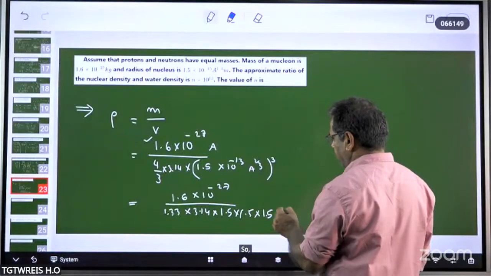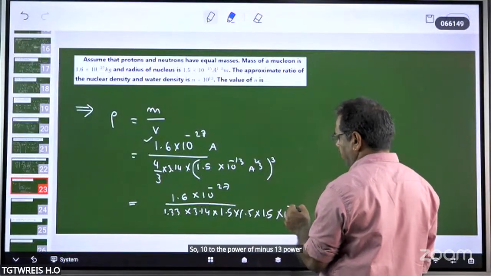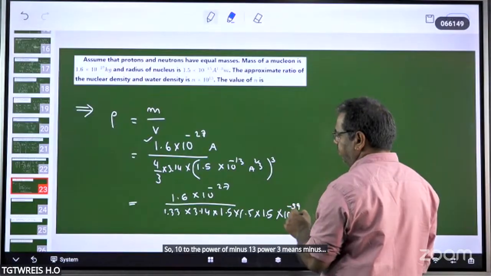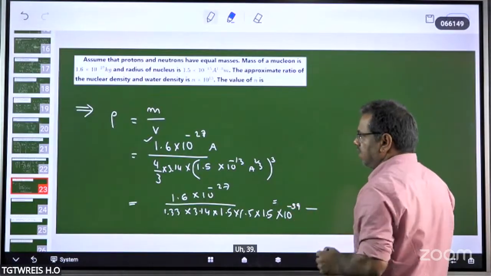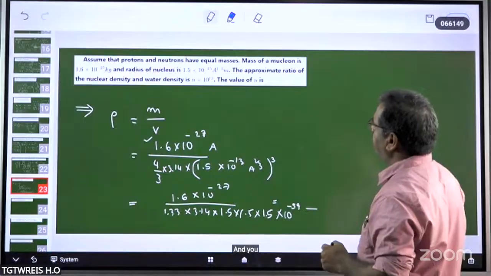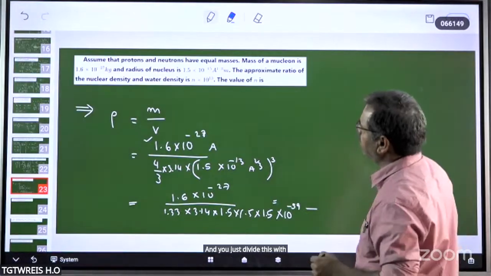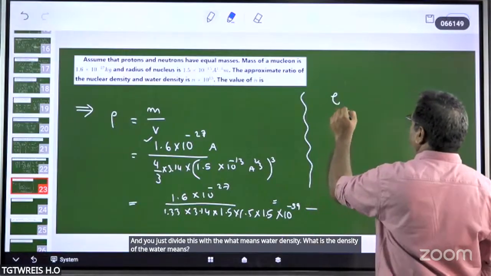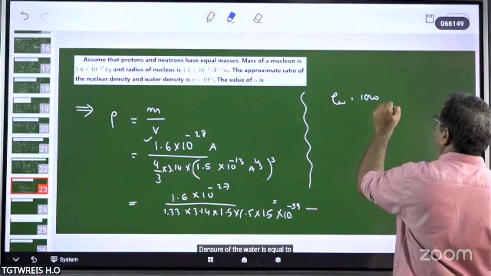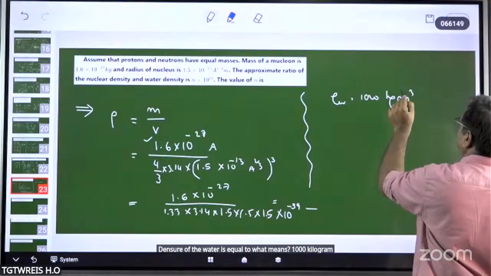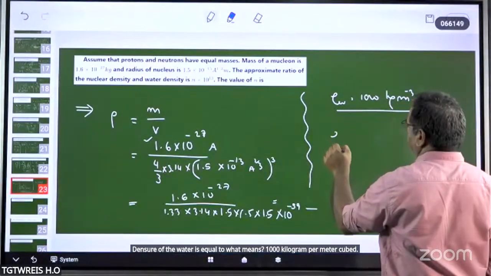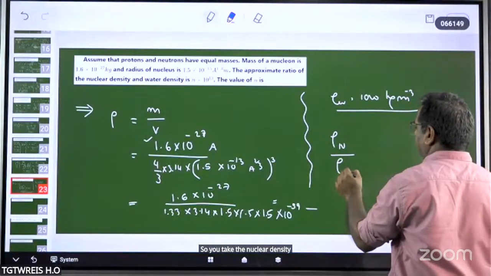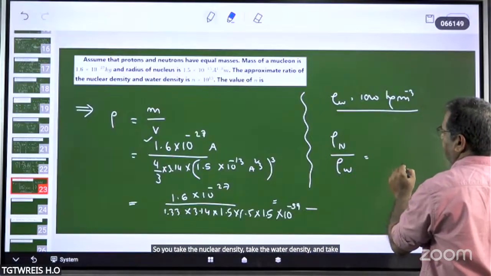So 10 to the power of minus 13 power 3 means minus 39. Please solve this and divide it by the water density. What is the density of water? Density of water is equal to 1000 kilogram per meter cube. So you take the nuclear density, take the water density and take the ratio.